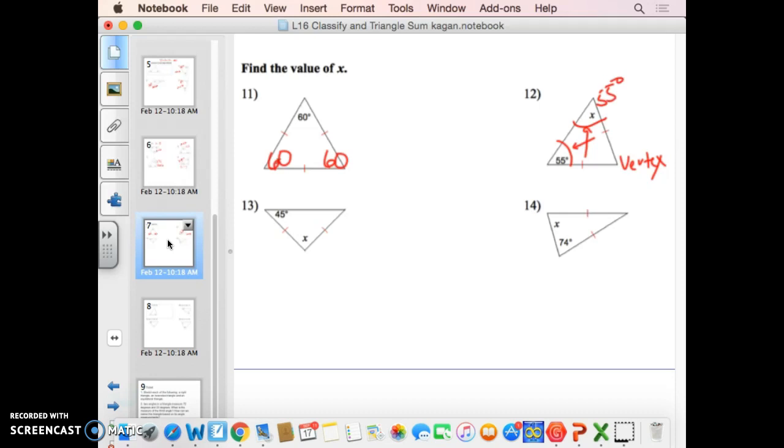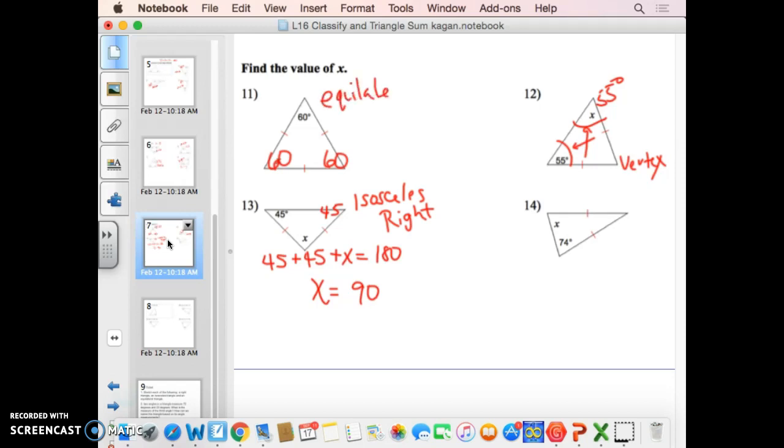Okay? So here we're looking at a base angle of 45. So this is my other base angle. This is the one that's going to be different. So we have to do 45 plus 45 plus x equals 180. So x is going to equal 90 degrees. So we would call this an isosceles right triangle. Okay? And a reminder, this would be an equilateral. And this one is an isosceles acute.